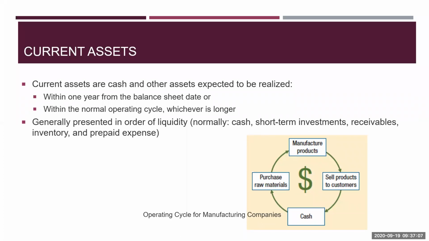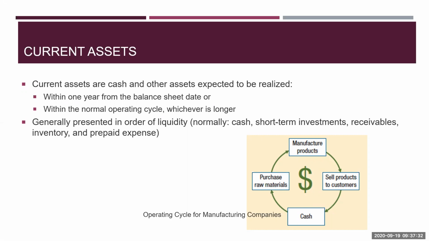Now, there are two things we look at when defining whether your asset is current or long-term. We need to look at 1 year from your financial statement date and your operating cycle. When we compare those two items, we will take the longer of those two to judge whether your item should be a current asset or not.